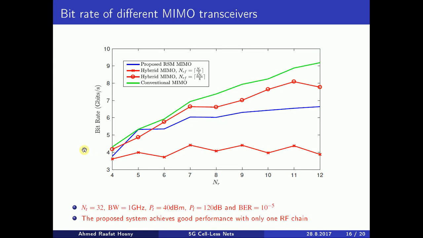And this graph shows the bit rate of the proposed, conventional and hybrid MIMO. So the conventional is the best. The hybrid MIMO approaches the conventional. Our proposed architecture achieves a moderate bit rate, but it consumes very small power.